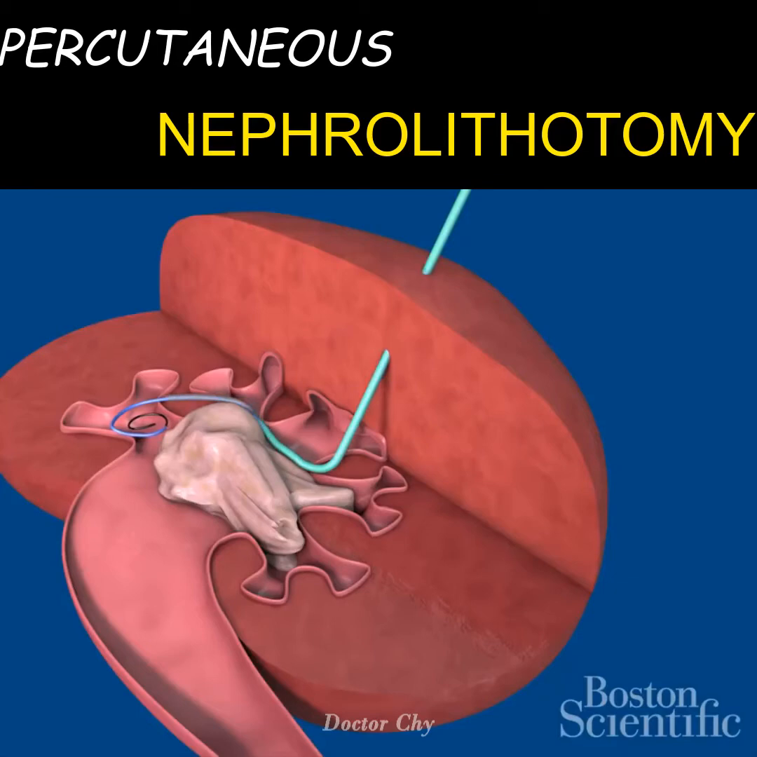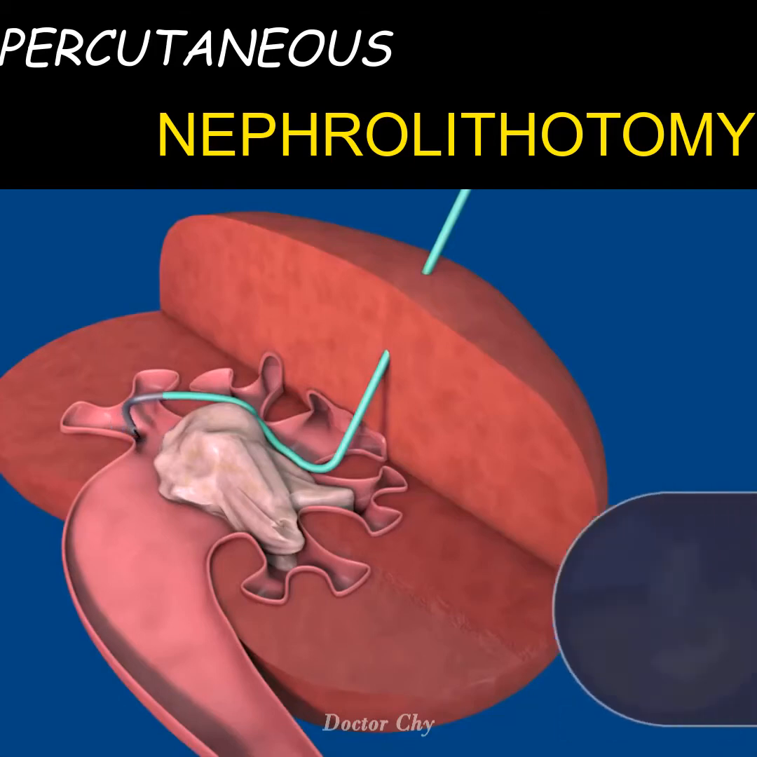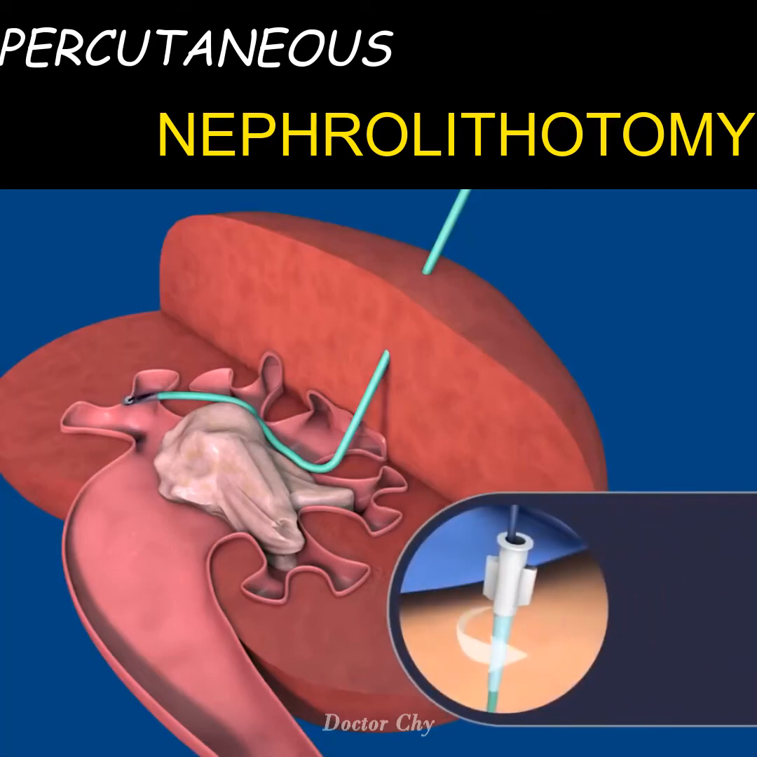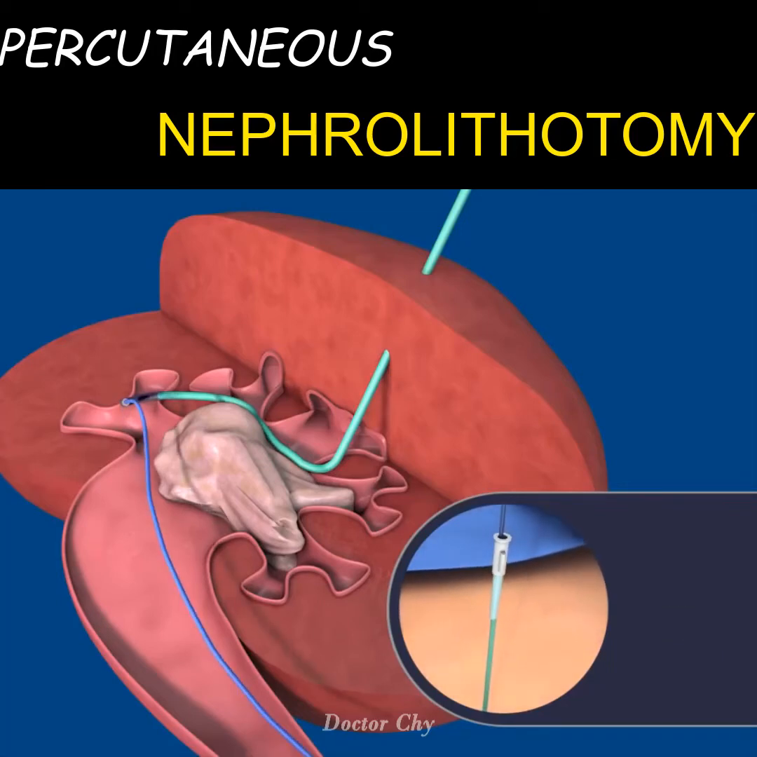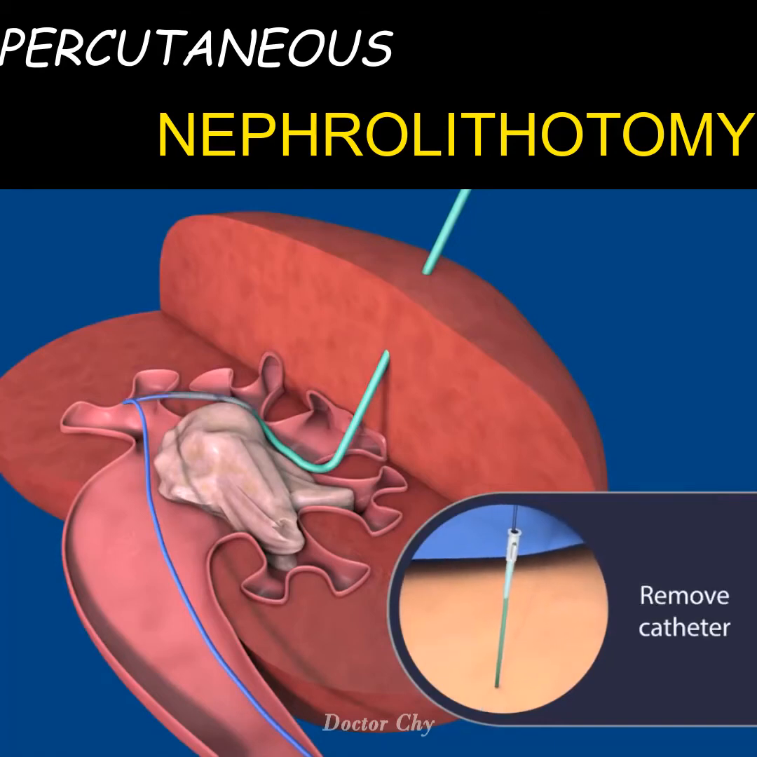Guide the Byrne torqueable catheter over the guide wire and into the open area of the renal pelvis. Back the guide wire up to the stone, leaving a portion of the wire's tip outside the catheter. Twist the catheter handle to advance the wire past the stone towards the ureteropelvic junction, down the ureter, and into the bladder. Remove the catheter.